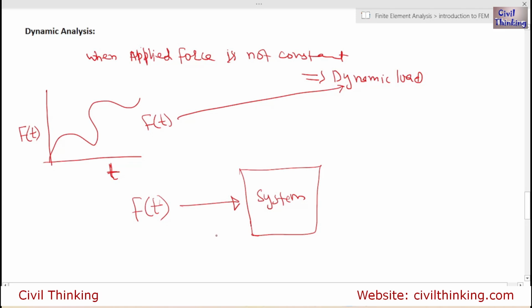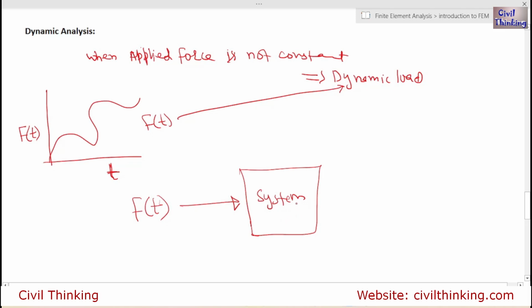When I go into more detailed analysis of dynamic analysis, I will be more specific. But right now, this is the introduction. So whenever a system is subjected to an external dynamic force, or even if there is no dynamic force but there are dynamic conditions inside, that comes under dynamic analysis.